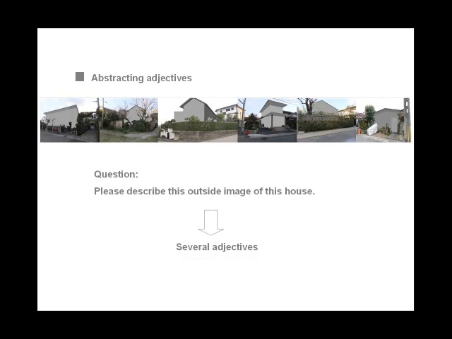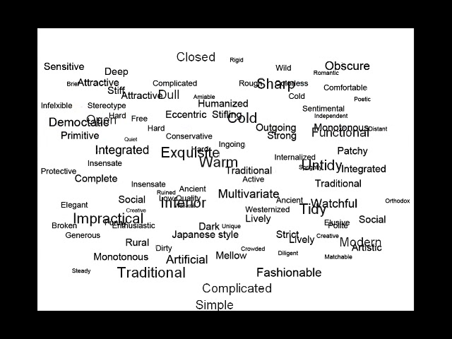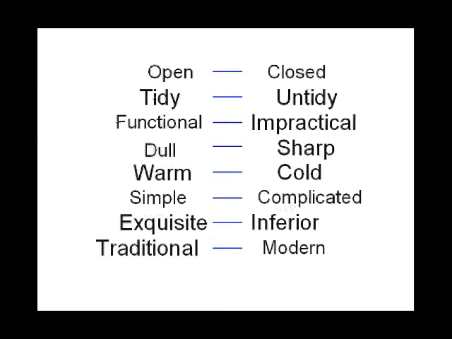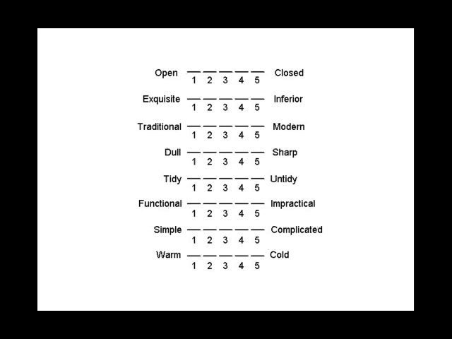For the first step, abstracting adjectives, we just ask subjects a simple question. Please describe this outside image of this house, and let them describe the front space freely. Then we got more than 300 words like this. We picked out the high-frequency words and grouped the similar words into 8 pairs. Then the bipolar scales were settled.